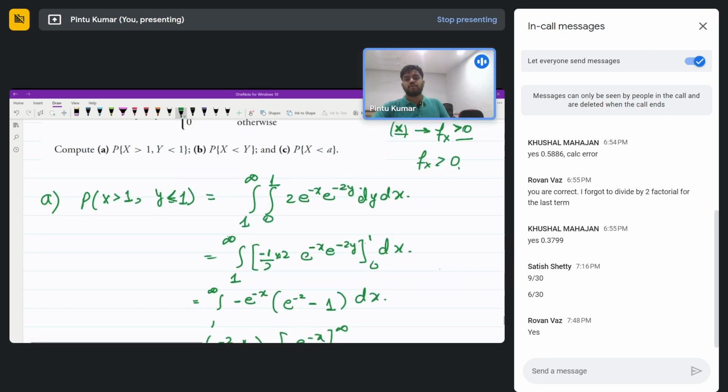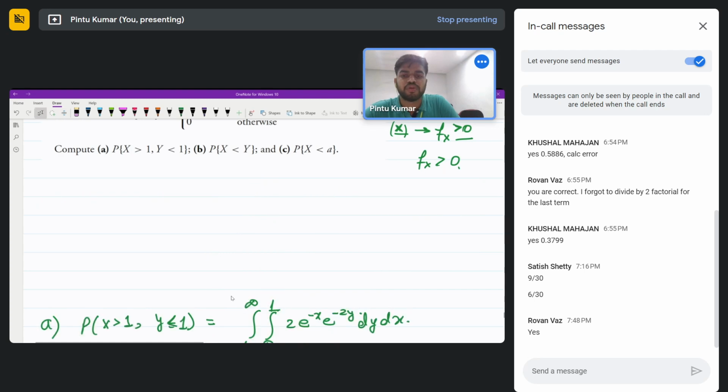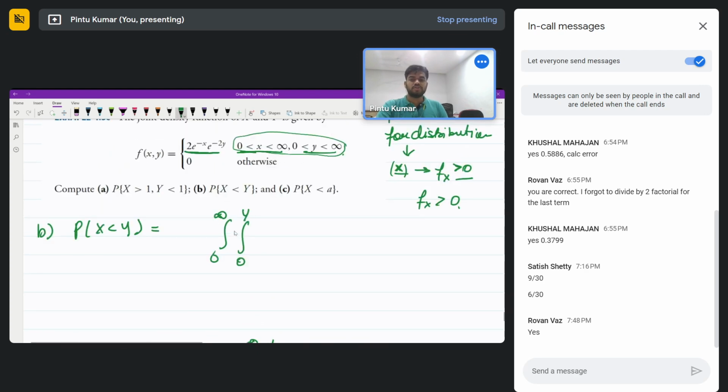So this way you can approach. For the rest, I won't integrate, but I'll write how. This B part is the probability that your x is less than y. This is nothing but your x is now upper bounded by y. So your integration would run from 0 to y for the x variable, and your y variable is free, so this should be 0 to infinity. And now this is 2 e to the power minus x e to the power minus 2y. This time you are integrating first with respect to x because you have written the limits of x first, then with respect to y.